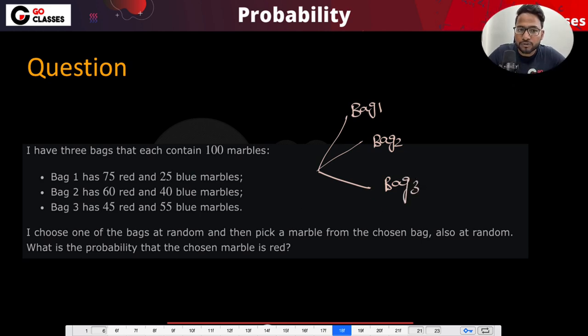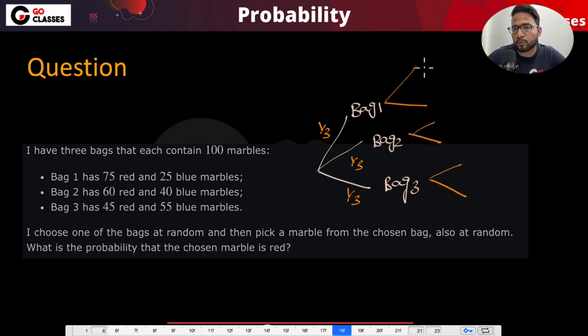Now what are the probabilities of choosing these bags? Let's just see the probability. They are saying I choose one of the bags at random. So since you are choosing one of the bags at random, the probability of these 3 is 1 by 3, 1 by 3, 1 by 3, right? Now if you choose bag 1, what is the probability, since you are choosing again randomly, that you choose red? Finally, they are asking the final probability that you choose red, which means irrespective of whatever bag you are choosing, finally what is the probability that you are choosing red? That's what they are asking. So let me just solve this question. So here you might get red or blue, right?